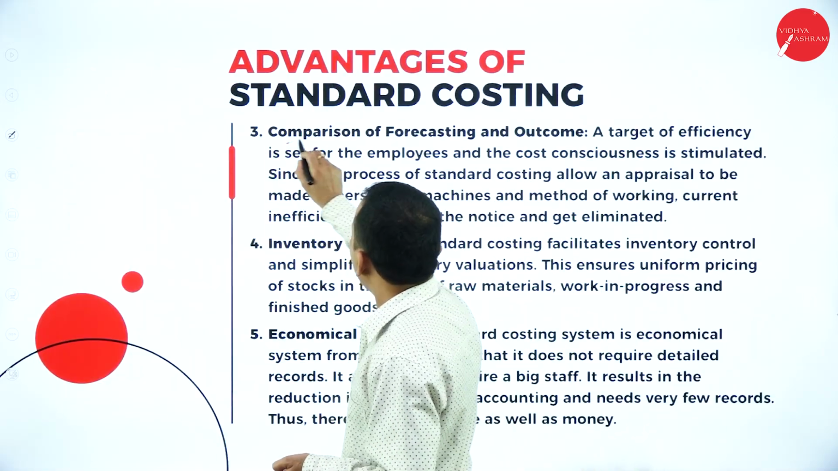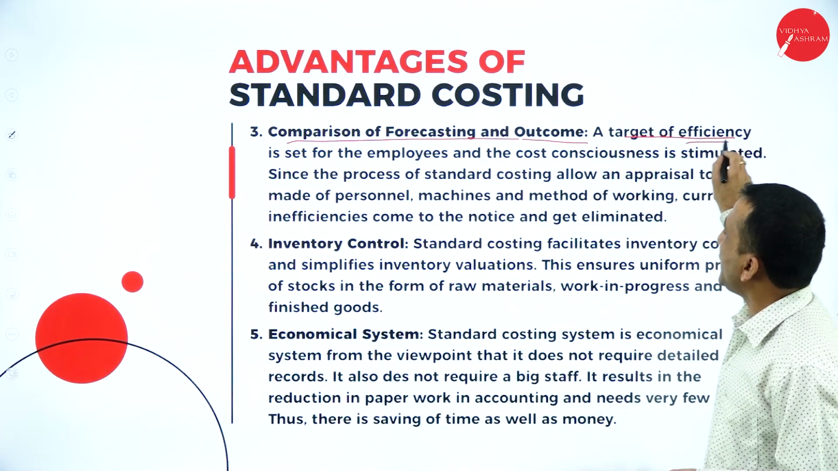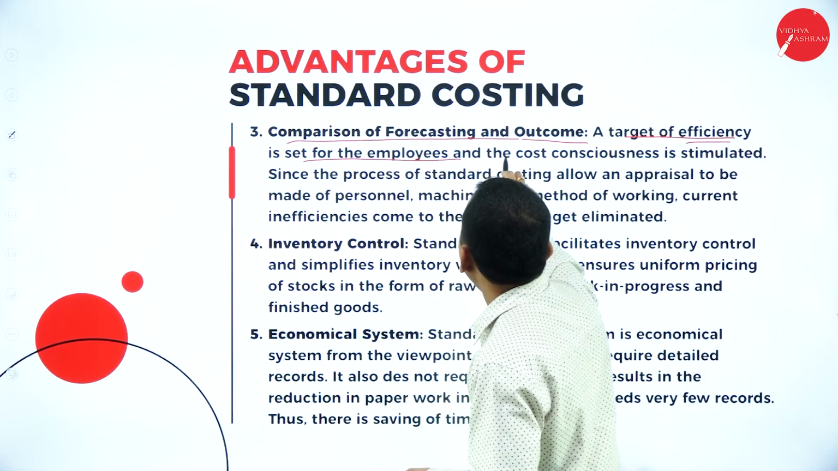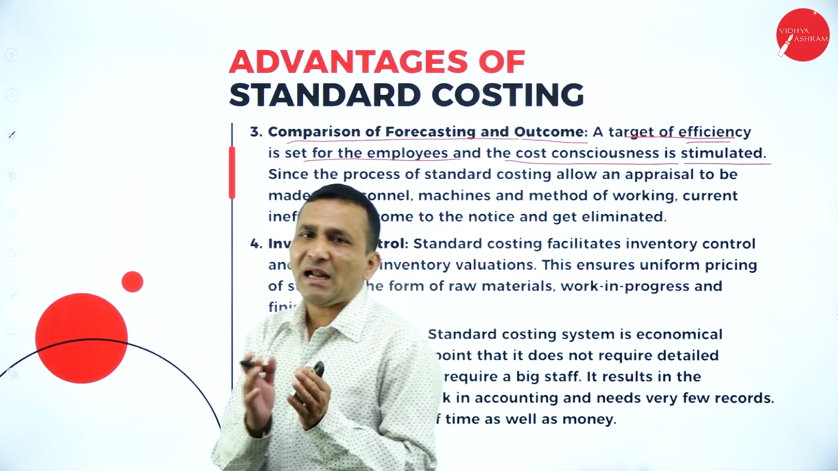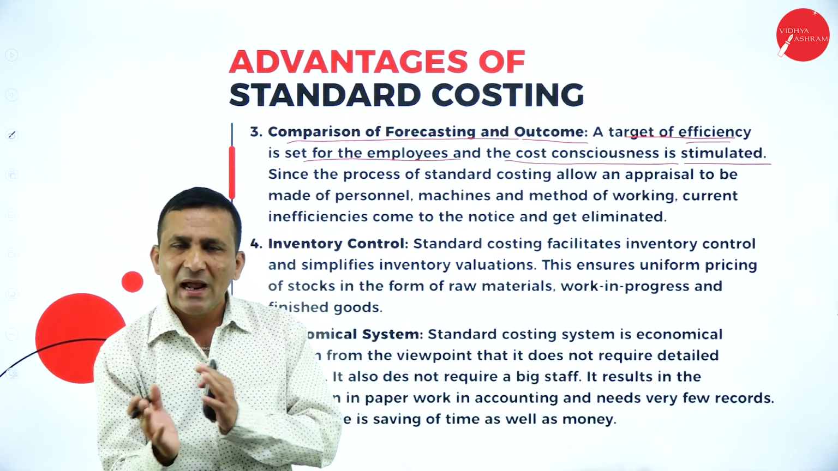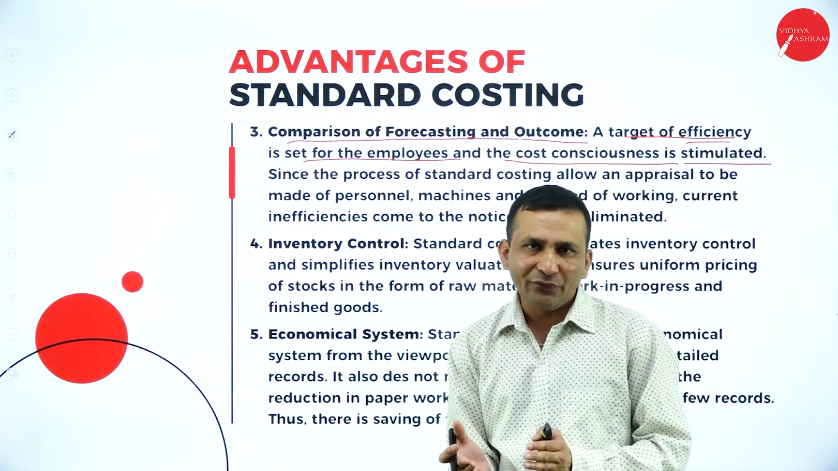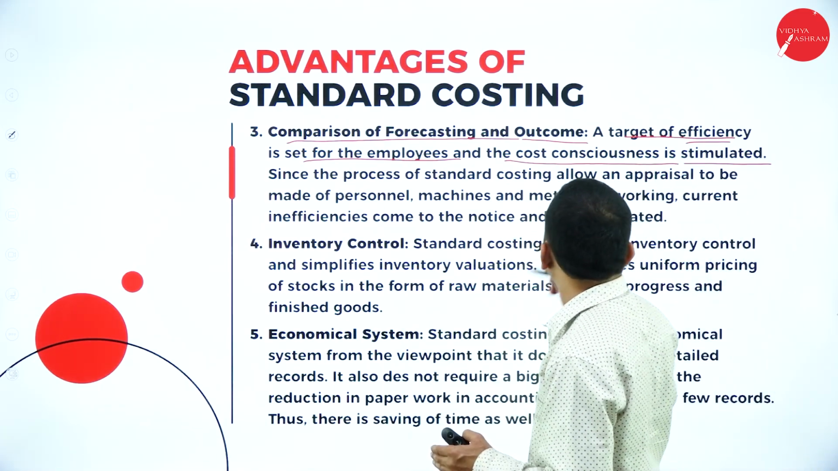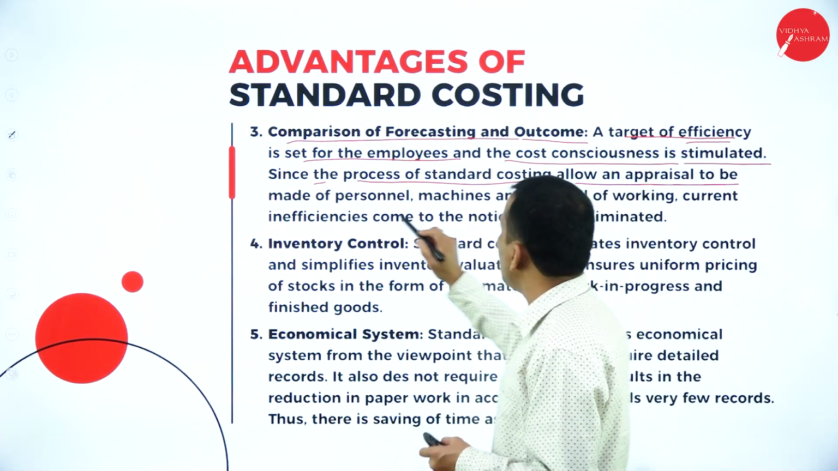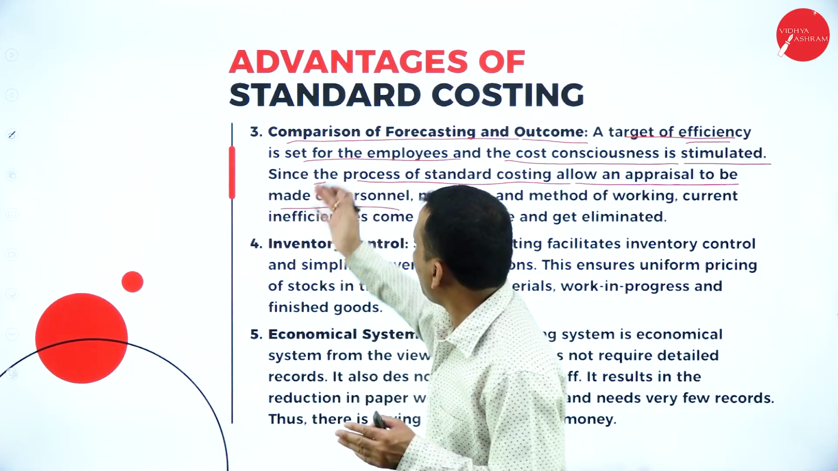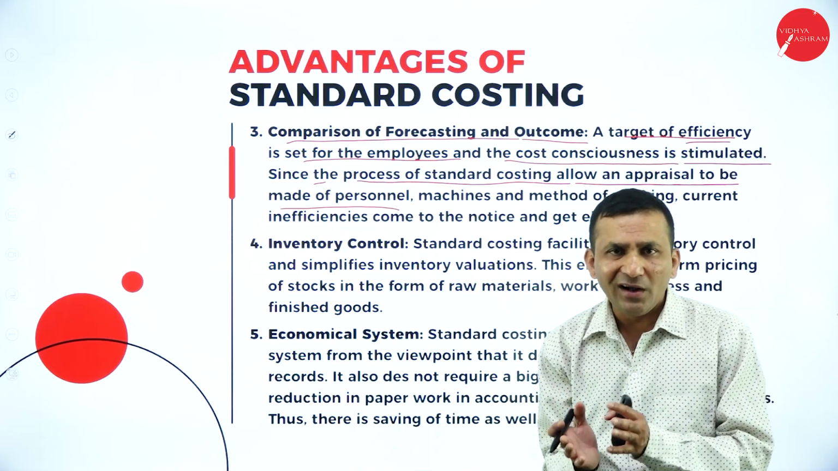Okay, so the fourth, the comparison of forecasting and outcome. Here, the greater the target of efficiency set for the employee, the more cost consciousness is stimulated. Because we are comparing the standard with the actual, actual performance as well as standard performance contributes to your productivity. Since the process of standard costing allows an appraisal of personnel, we are comparing the activity against all the inputs involved in the production.